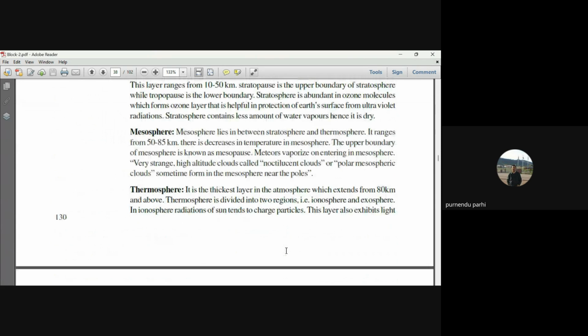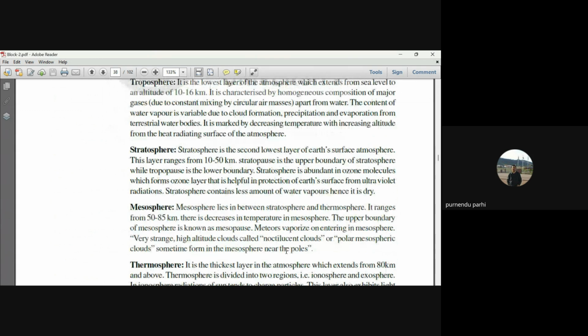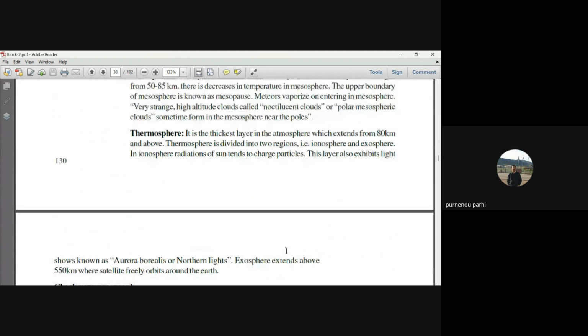So the troposphere is the lowest layer of the atmosphere, which extends from sea level to altitude 10 to 16 kilometer. Stratosphere is the second lowest layer of Earth's surface atmosphere. This layer ranges from 10 to 50 kilometer. Mesosphere lies between stratosphere and thermosphere. It ranges from 50 to 85 kilometer. Then thermosphere is the thickest layer in the atmosphere, which extends from 80 kilometer and above.